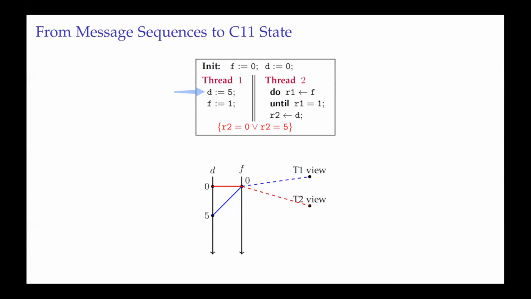Namely, thread 1 introduces a new value for d, and its view is also updated because it has obviously seen that new value. If I then execute another step of thread 1, I have a new write for f, and thread 1's view is synchronized with this new write.